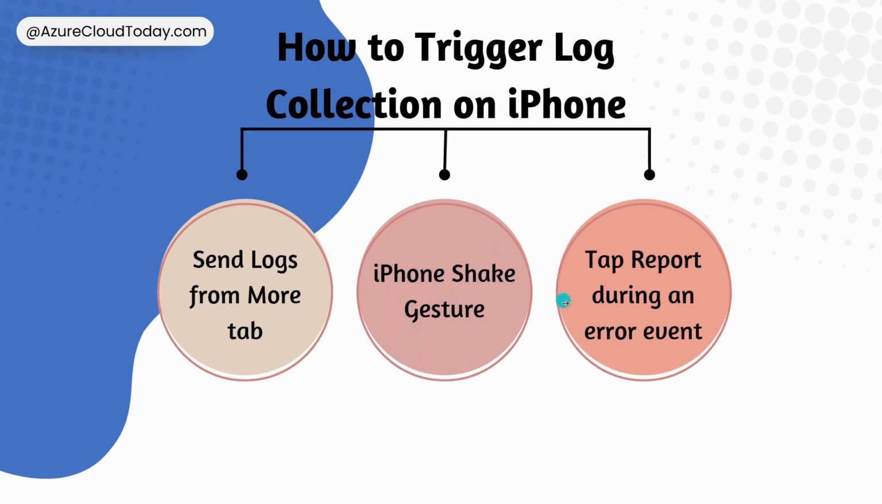You can do this by keeping the company portal app open and shaking your device, and from there you can send the logs. The third method is by clicking on the report option, which is generated whenever you get an error inside the company portal app. So basically, all these three things do the same thing.